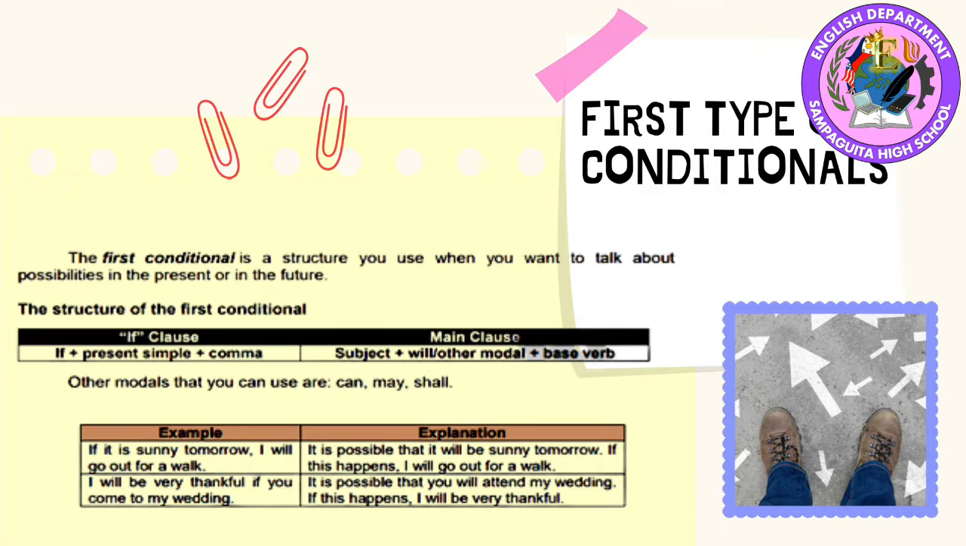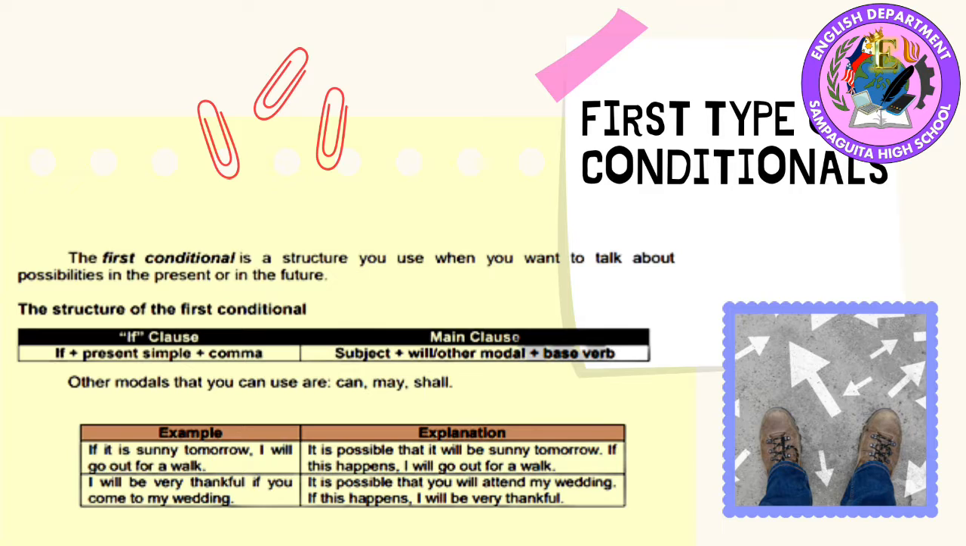So, what is the structure of the first conditional? In the if clause, you have what? If, the present simple, and then the comma. And then the main clause has the subject and will or other modal, and then the base form of the verb. So we have here two examples. The first example is this. If it is sunny tomorrow, I will go out for a walk.